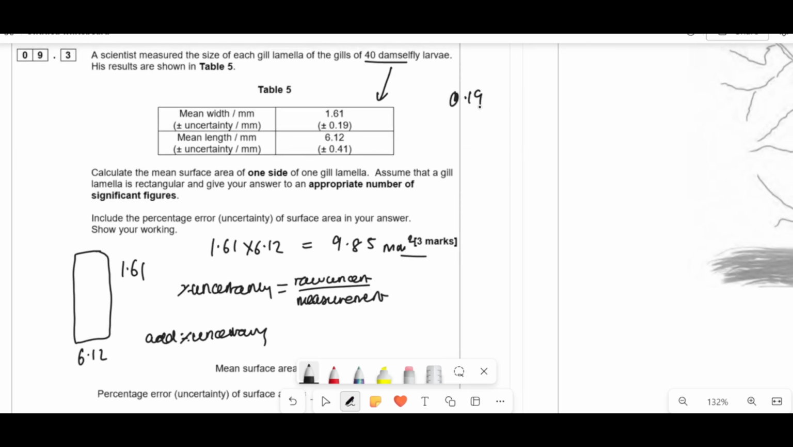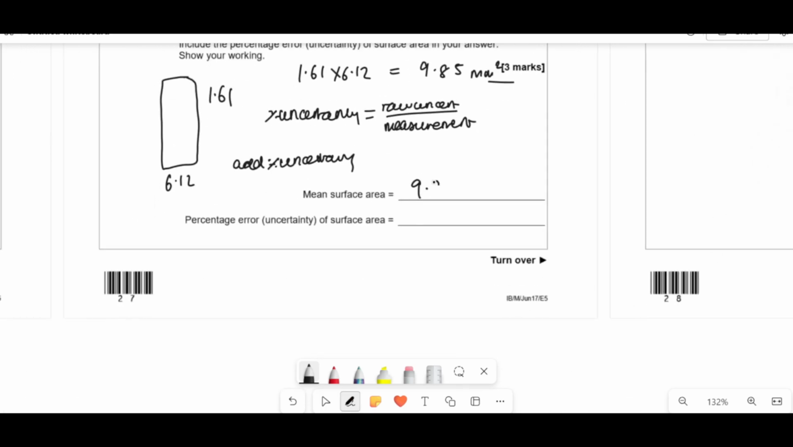So it's going to be 0.19 over 1.61 times 100 to get the percentage uncertainty for that one, plus 0.41 over 6.12 times 100. If we add those together, that'll give us our total percentage uncertainty. So our percentage uncertainty in this entire thing is 18.5%. So the mean surface area is 9.85 millimeters squared, and it's 18.5%.